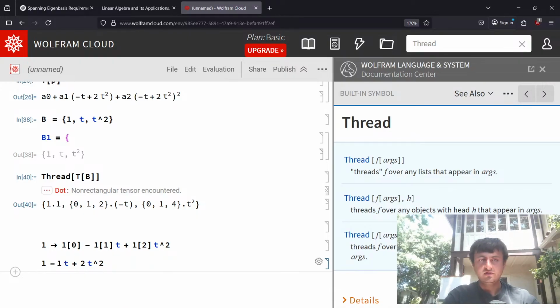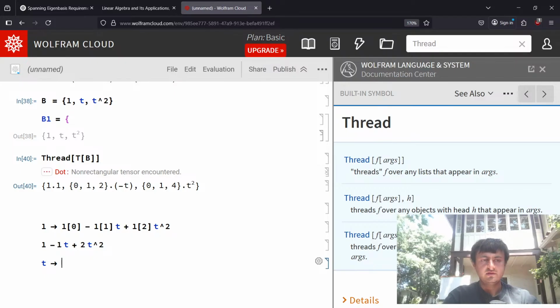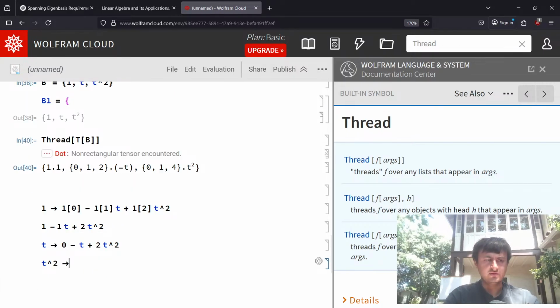Then the second basis element is going to be t goes to, that's going to be t of 0, which is 0, minus t, this is going to be 1t, so minus t, plus t of 2, which is 2t squared. And then t squared goes to, so t squared replaced with 2, right? So this is going to be 4 minus, again, 4t plus 4t squared. Is that right?